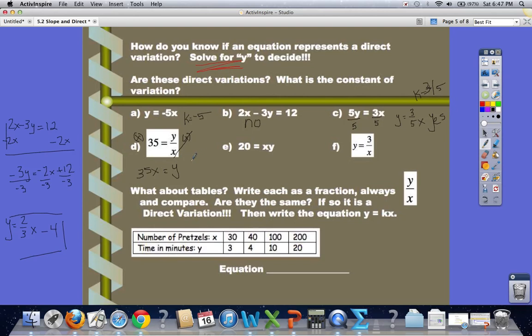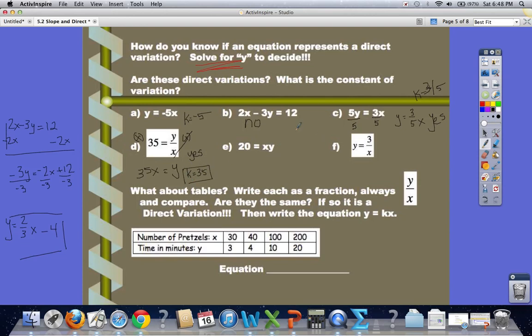All right, so that's in the form of y equals kx. So this is, yes, a function. Excuse me, not a function. Still on that chapter. Yes, this is a direct variation, and my k would be 35. Okay?